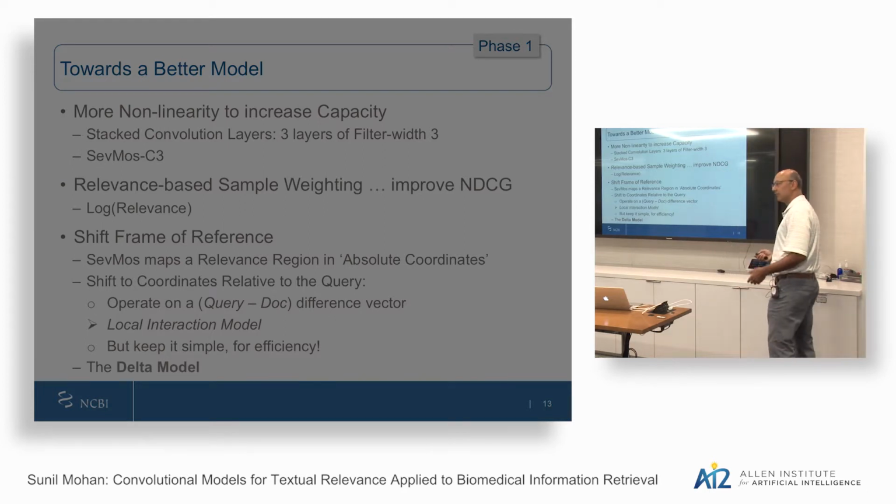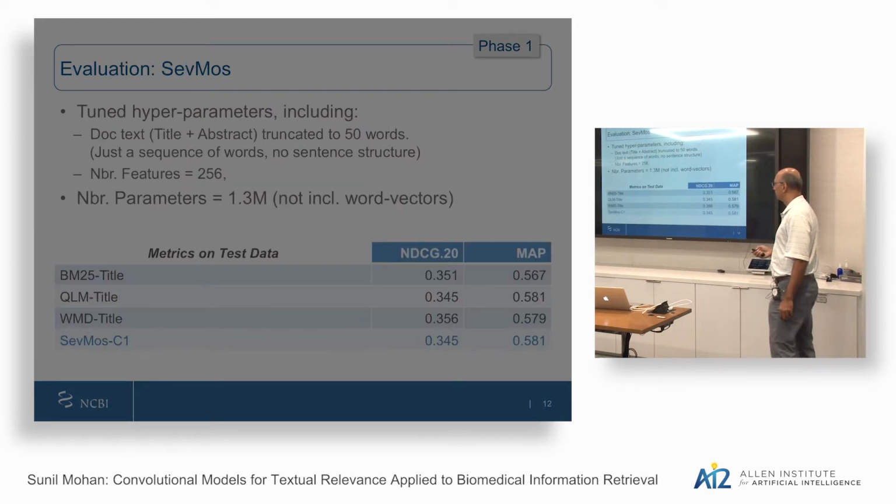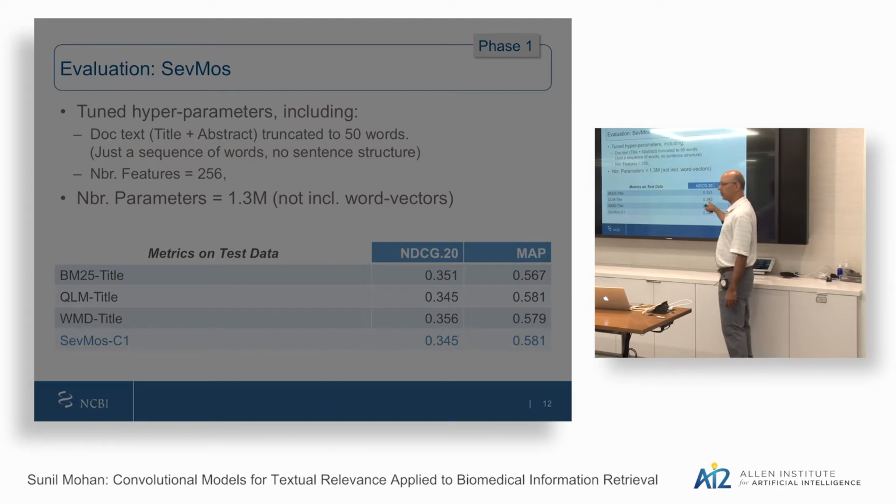So what are the baselines? The QLM baseline, QLM is query likelihood model, unigram. And WM is word movers distance, and in this case, it's word movers distance on the title and query after removing stop words. And again, I tested various combinations, and that performed the best.